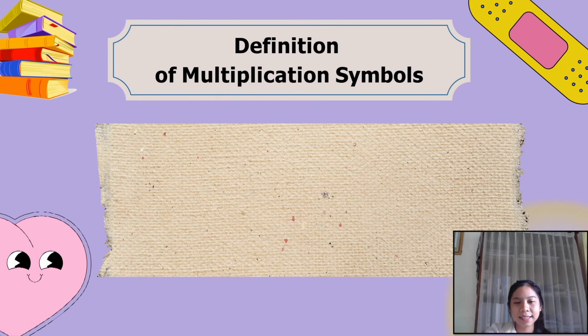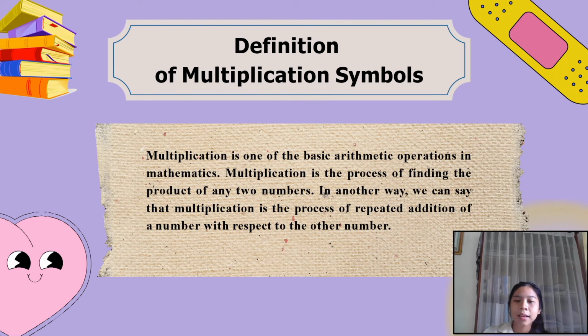Okay, the next material, I will explain to you about the definition of the multiplication symbol. Does everybody know about the definition of the multiplication symbol? Okay. Multiplication is one of the basic arithmetic operations in mathematics. Multiplication is the process of finding the product of any two numbers. In another way, we can say that multiplication is the process of repeated addition of a number with respect to the other number.